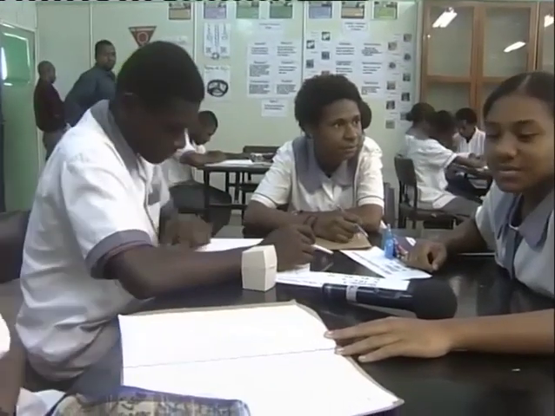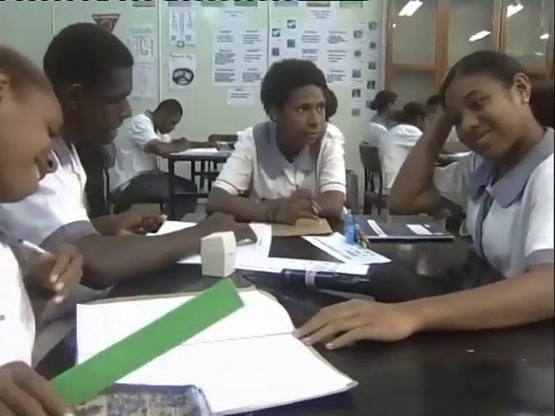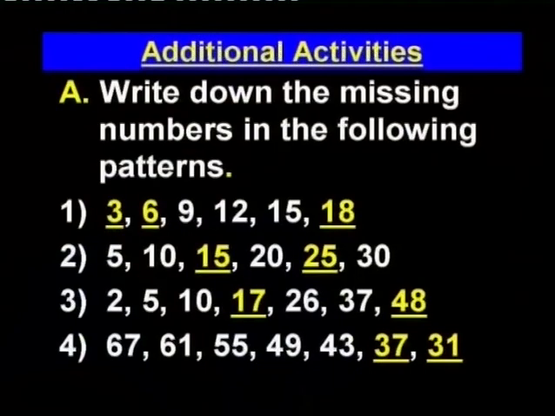I hope you all have completed that activity. Let's go through the correction. I'd like you, model class and the receiving students, please take your books out and let's go through the correction together in class. Exercise A, additional activity: you are to write down the missing numbers in the following patterns. For number 1, please give yourself a tick. If you have made a mistake, correct your mistake.